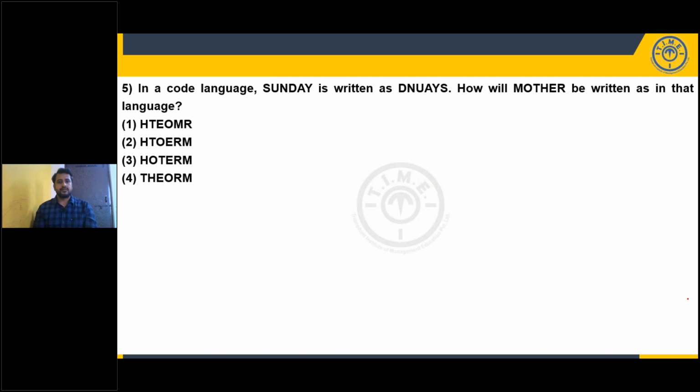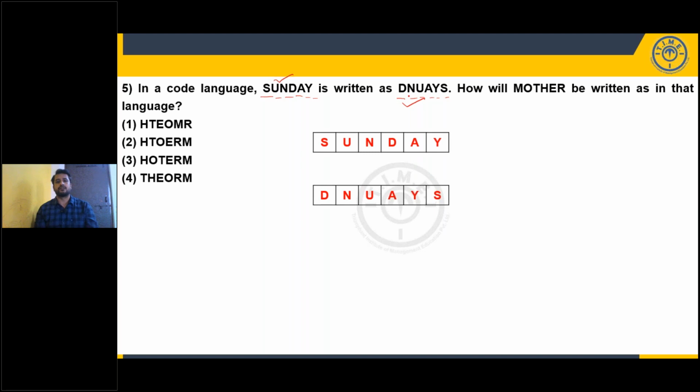In a code language, Sunday is written as DNUAYS. How will mother be written in that code language? Now look at the word Sunday. What are the letters present in the word? SUNDAY. And here, DNUAYS. The letters present in the word Sunday are the same as the letters in the code DNUAYS. So the letters are rearranged in a particular order.